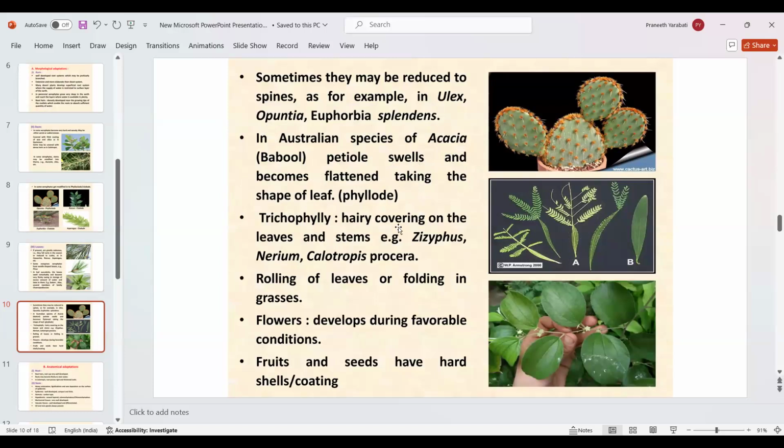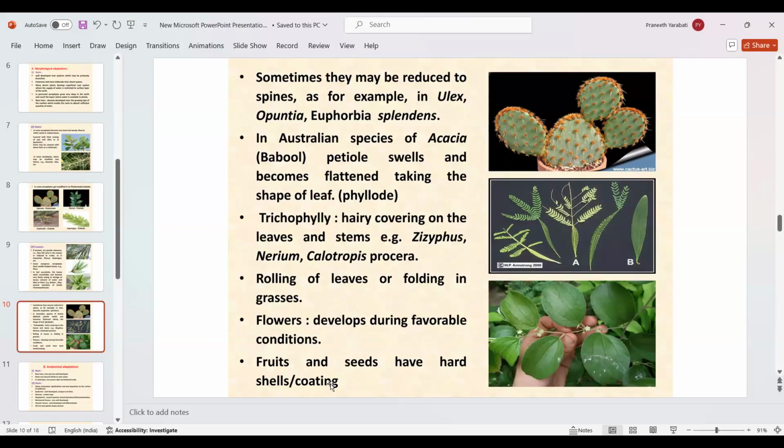Trichophylly is the hairy covering on the leaves and stems. Tricho means hairs on the leaves and stems. It is seen in Ziziphus, Nerium, and Calotropis procera. Next, rolling up or folding of leaves in grasses. In some, the leaves turn and fold inward to stop transpiration. Rolling leaves are seen mainly in grasses.